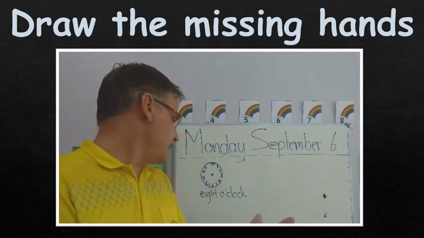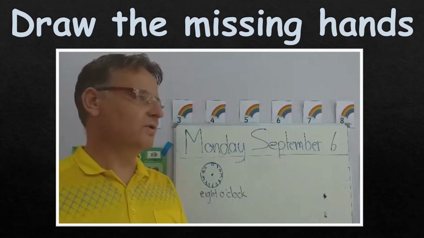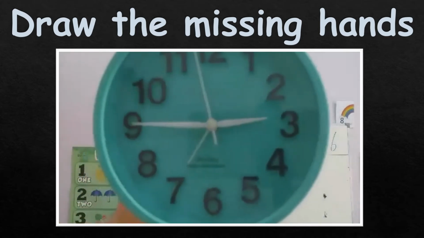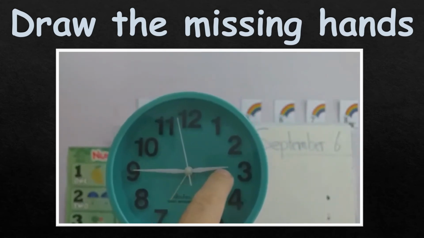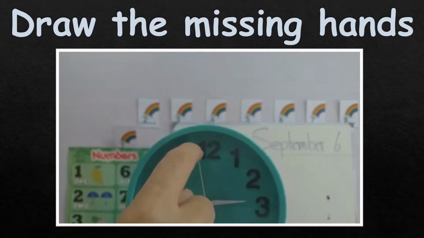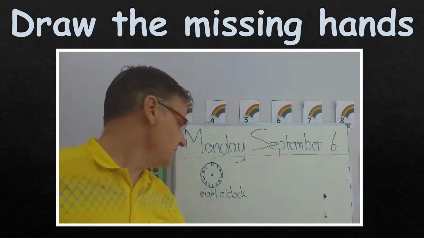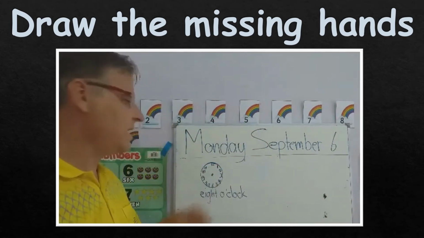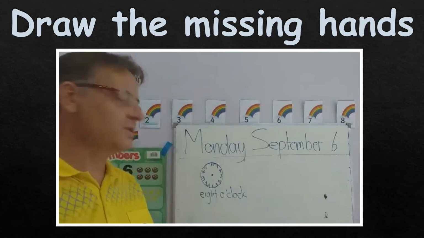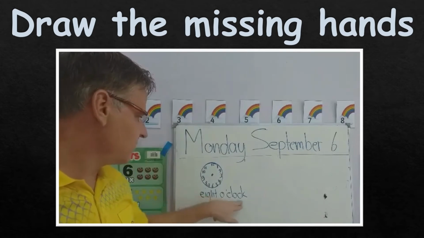Okay, so we start today with drawing the missing hands in a clock. In your book there will be 6 clocks, but there are no hands. Let me remind you about the hands. Remember, the short one is the hour hand, the long one is the minute hand, and the very tiny one is the second hand. Okay? So we will see some clocks like this one with no hands. We need to put the hands in at the right position in the clock. So the first one, let me show you. It says 8 o'clock.